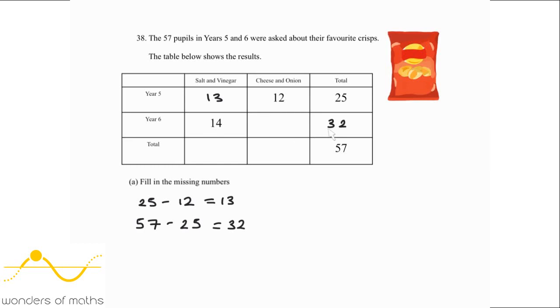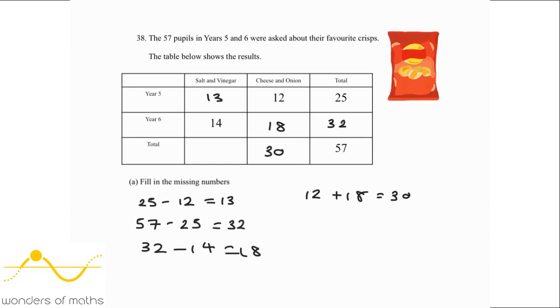Let's take this row for example. Similarly to the first row we looked at, we have the data for the total number of students in Year 6 and those who chose salt and vinegar. We can go about this in the same way as the previous one, by subtracting 14 from 32 to give us 18. By filling that in, we can now calculate the total number of students who chose cheese and onion, which is simply the sum of 12 and 18, which is 30.